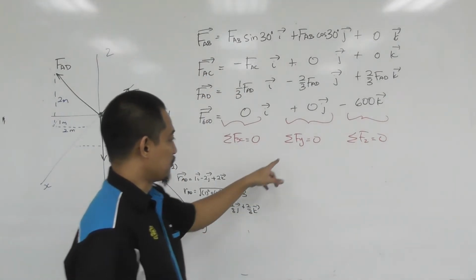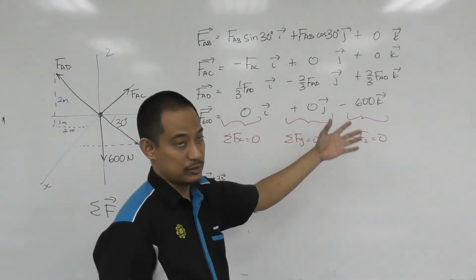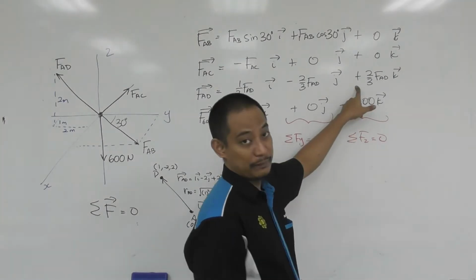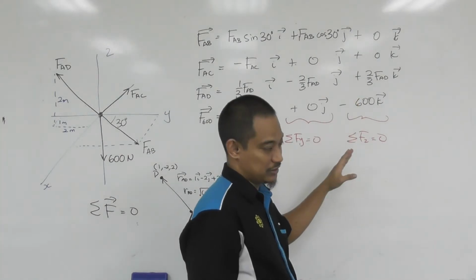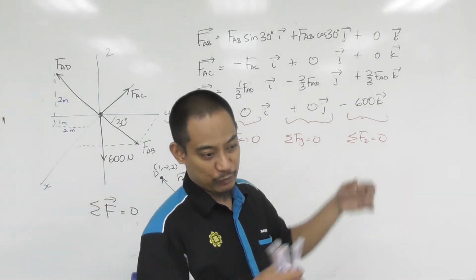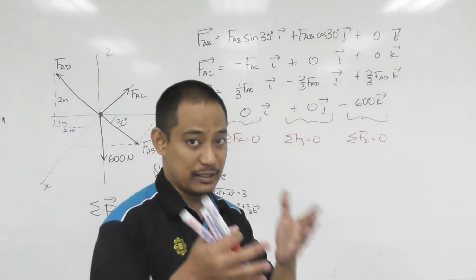If you do summation of Fy equal to 0, how many unknowns do you have? 1 and 2. If you do summation of Fz equal to 0, how many unknowns do you have? Only 1. So it's best to start here. That's how you decipher. Before you write anything, just see what is the best way to start and start there.